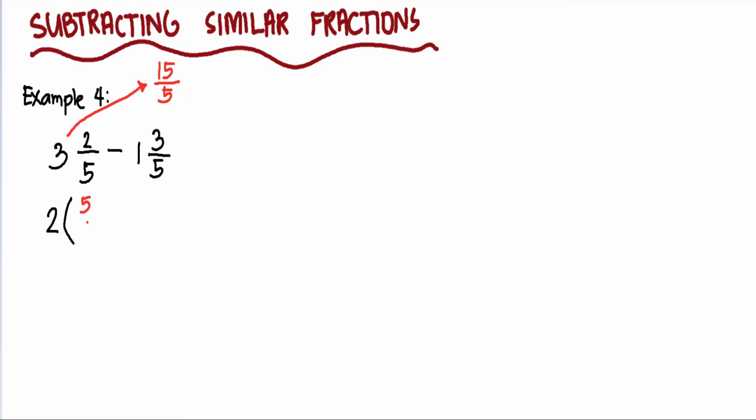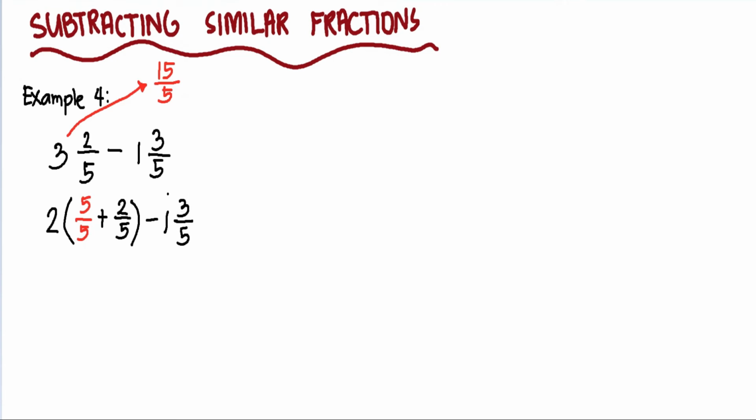So it will become 2, and then we will add 5 over 5 to the 2 over 5, because, as we will go back to our previous topic, 5 over 5 is equivalent to 1. So if we add 1 plus 2, that is 3. So we will just go back to our given. So let us add 5 over 5 plus 2 over 5. Then let us just copy the remaining, which is minus 1 and 3 over 5.